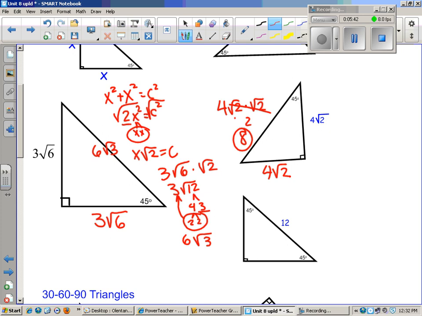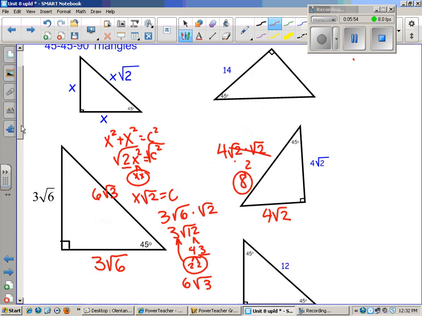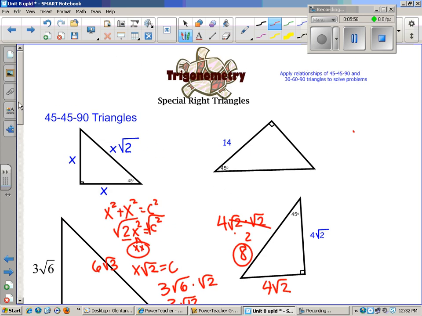Here, you mean? Right, because you take whatever x is, so in this case x is 3 radical 6, and you multiply it by radical 2. Yeah, always, this relationship always holds. X, x, and then take whatever x is and multiply it by radical 2. Okay?